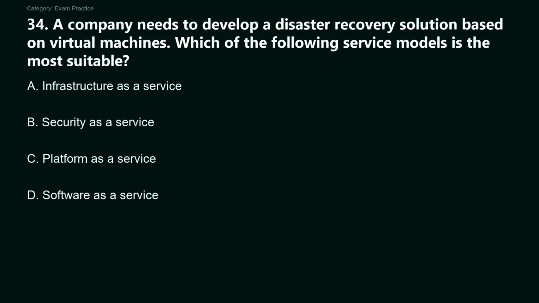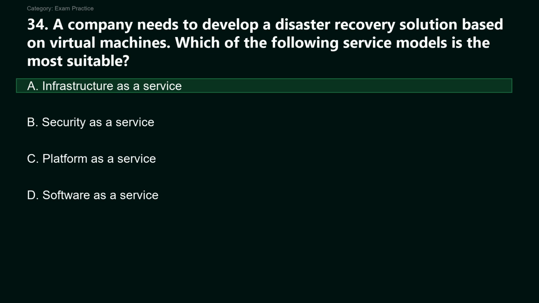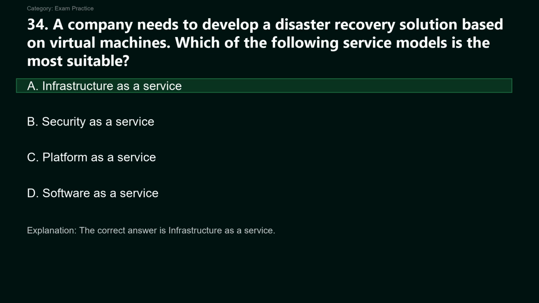Question 34. A company needs to develop a disaster recovery solution based on virtual machines. Which of the following service models is the most suitable? Option A, infrastructure as a service. Option B, security as a service. Option C, platform as a service. Option D, software as a service. The correct answer is option A, infrastructure as a service.